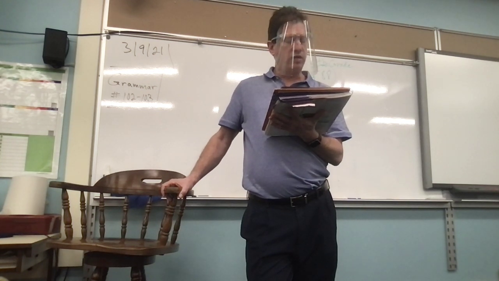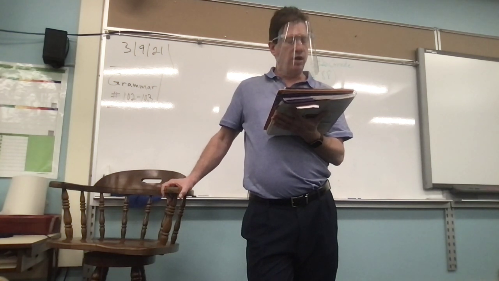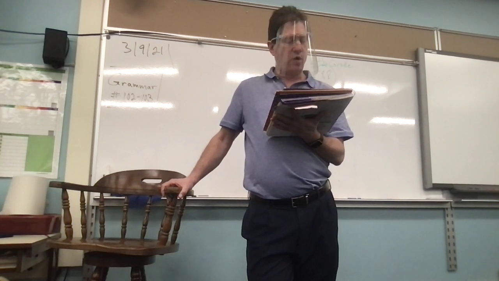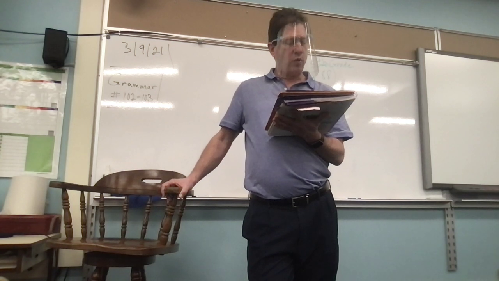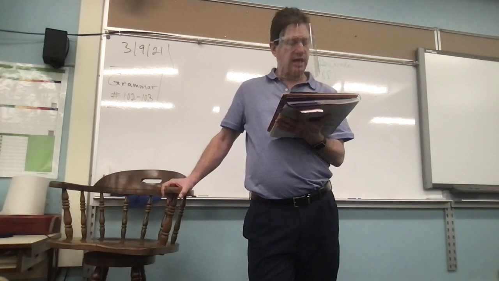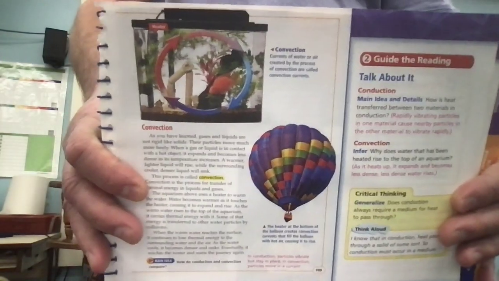The aquarium above uses a heater to warm the water. Water becomes warmer as it touches the heater, causing it to expand and rise. As the warm water rises to the top of the aquarium, it carries thermal energy with it. Some of that energy is transferred to other water particles by collisions. When the warmer water reaches the surface, it continues to lose thermal energy to the surrounding water and the air. As the water cools, it becomes denser and sinks. Eventually, it reaches the heater and starts the journey again. So in the picture, they show red and blue arrows circulating, and that is convection.